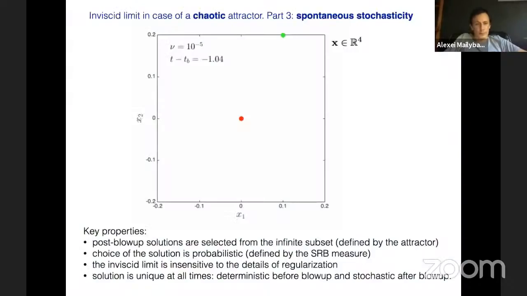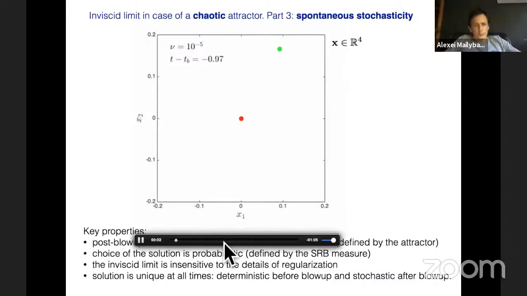Oops. We have to start again. Let's see it again. So we start with some value and approach the singularity.